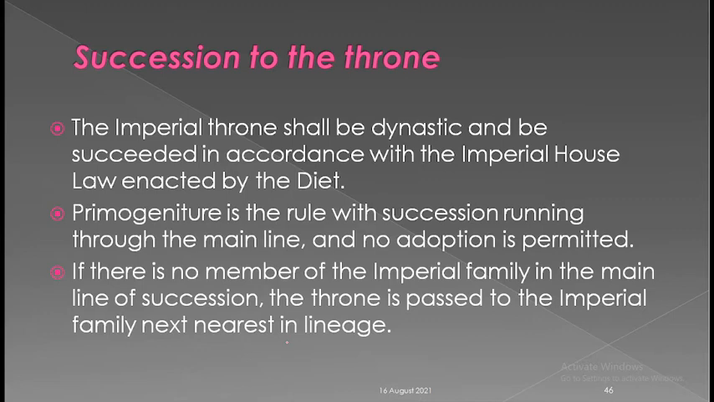If from a particular family there is no male heir or no one to succeed the throne, it should be given to the next of kin. In other words, no other blood can become the emperor of Japan. It has to be from that particular family only.